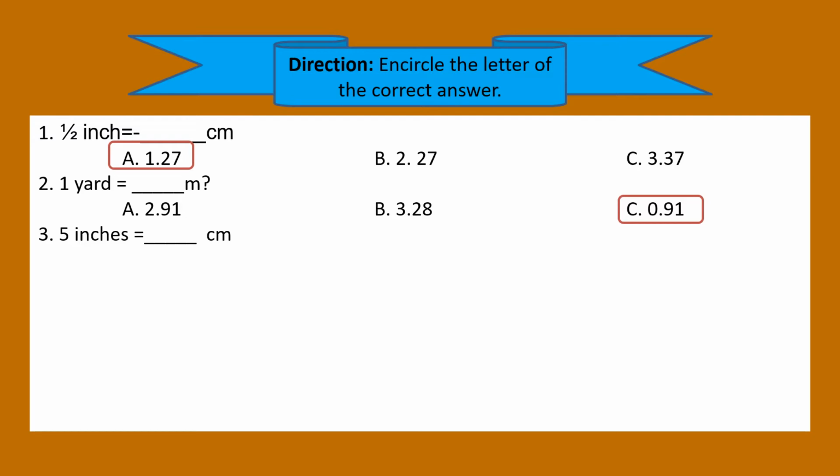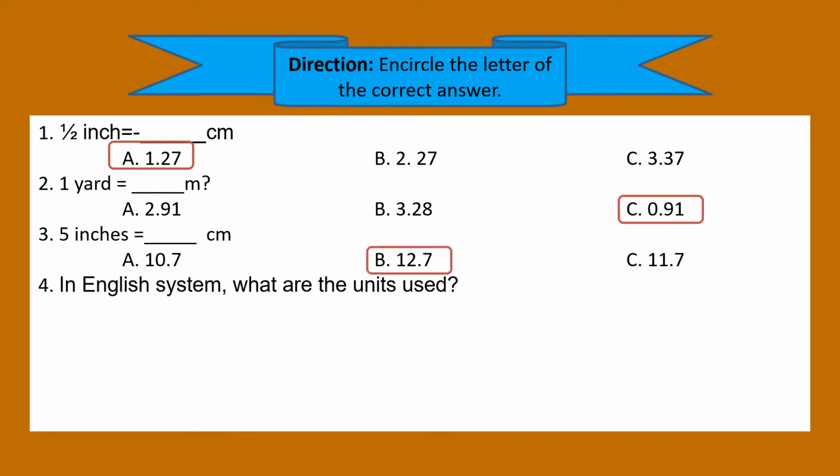Next, number 3. 5 inches is equivalent to how many centimeters? We already know that in 1/2 inch, we have 1.27. So the given here in number 3 is 5 inches. So what is the answer? Is it A, 10.7, B, 12.7, C, 11.7? So the answer is 12.7.